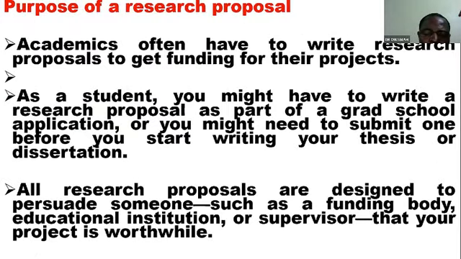Now, purpose of a research proposal. Academics often have to write research proposals to get funding for their projects, because there are usually two types of research proposals. One is the one you write, which is usually of smaller pages, about 4 to 7 pages, when you want to attract funding, when you want to attract a grant, okay, usually about 4 to 7 pages.